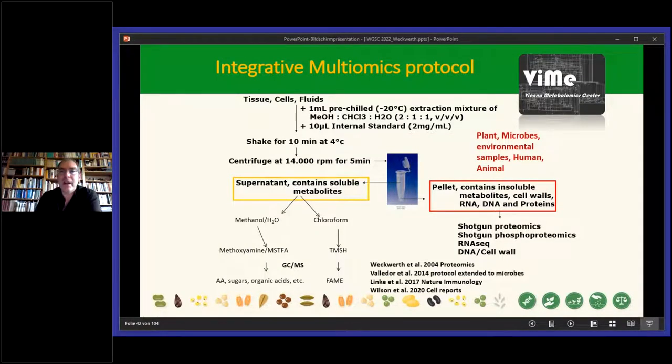We developed in this framework, what is going on? I hope you can see my presentation still. There was a window, maybe.